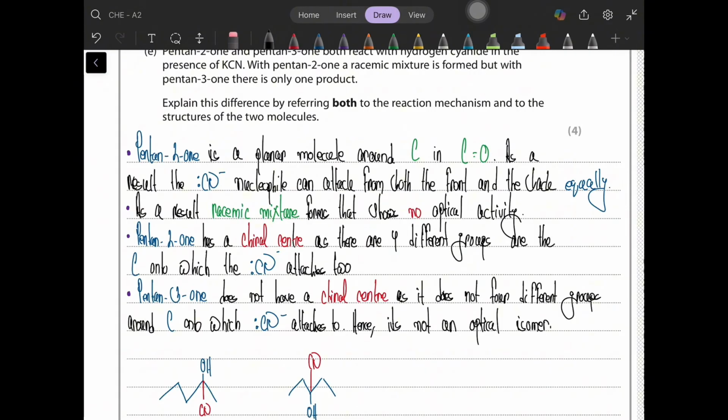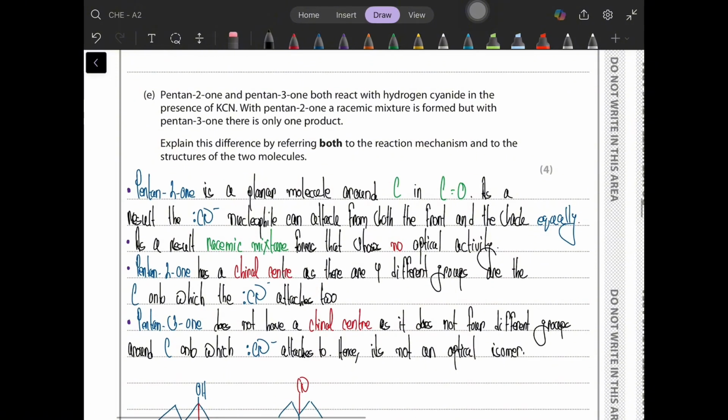Pentan-2-one has a chiral center, as there are four different groups around the carbon onto which the cyanide ion attacks, right? Pentan-3-one does not have a chiral center, as it does not have four different groups around the carbon onto which cyanide attacks. Hence, it is not an optical isomer, right? Clear? So, yeah.